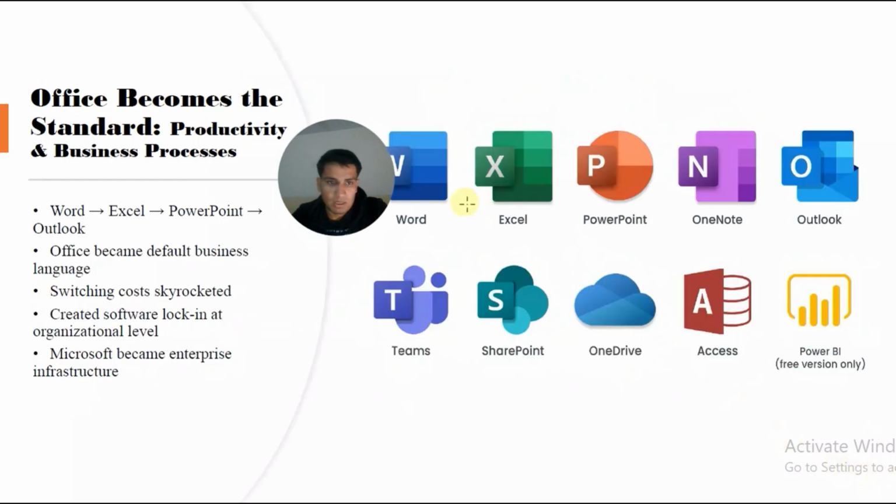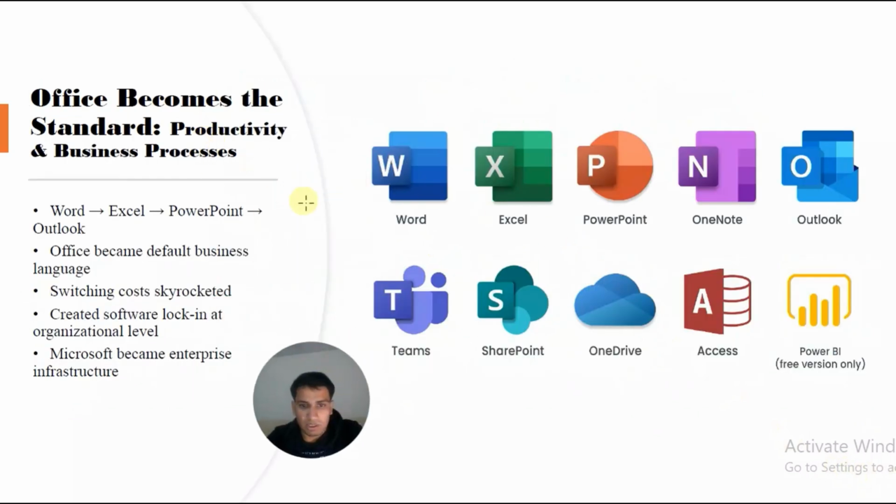So moving on. They also launched Office, which is also a major product and is used everywhere in every organization. They initially launched Excel and Word, and after that they launched PowerPoint, OneNote, Outlook, Teams, SharePoint, OneDrive, Access, and Power BI. So these different Office tools were launched, and they were incorporated in businesses, and they increased productivity and standardized the process. So you can see Word and Excel launched, and after that PowerPoint. Similarly, Office became the default business language. So it is used everywhere.